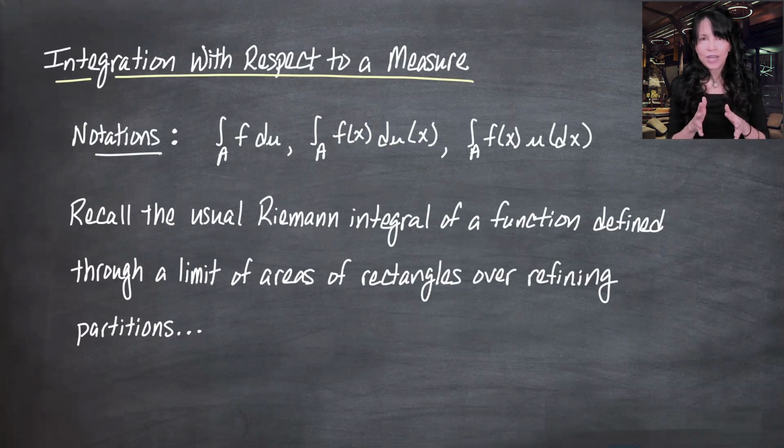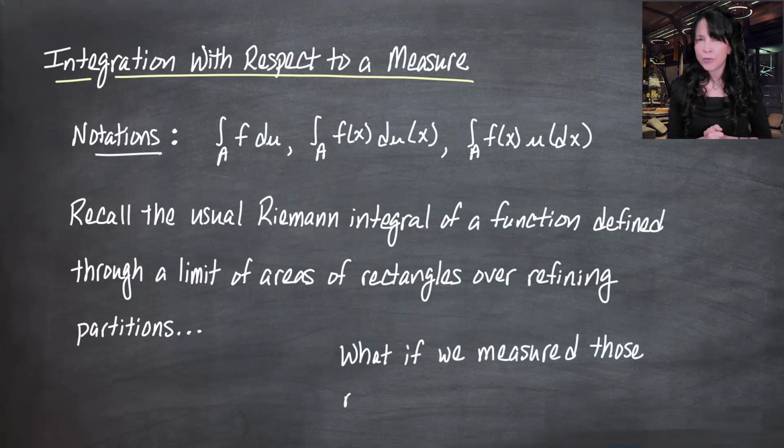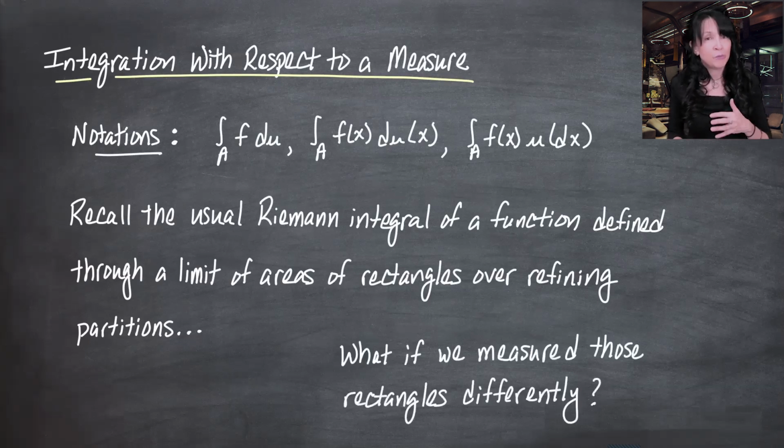But what if we tried to do that, measuring the area of the rectangles differently? Remember back in the very first video for this course, I drew some region and I said, how would you measure this? One way for that 2D region was to just compute its area, but then we started talking about different ways you might want to measure it. And if you apply that kind of thinking to a Riemann integral, you're going to get a more general kind of integral. And that's exactly what we're going to talk about right now.